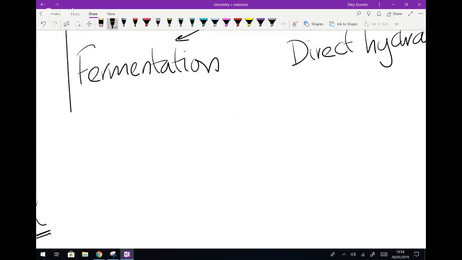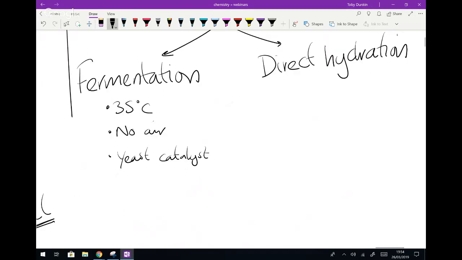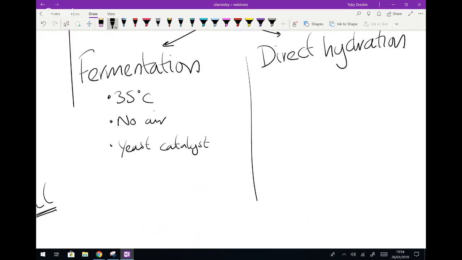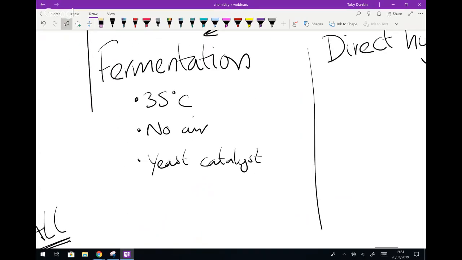So fermentation. This, of course, is using plants. Let's just initially quote the conditions. Conditions for fermentation are 35 degrees Celsius, no air, and yeast catalyst. And you're done. There are your conditions for fermentation. Now, they're going to ask you about every single one of these conditions, folks. So I'm going to come back to direct hydration, and I'm going to focus on fermentation.